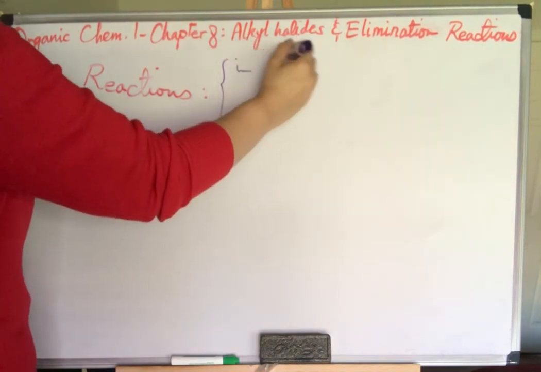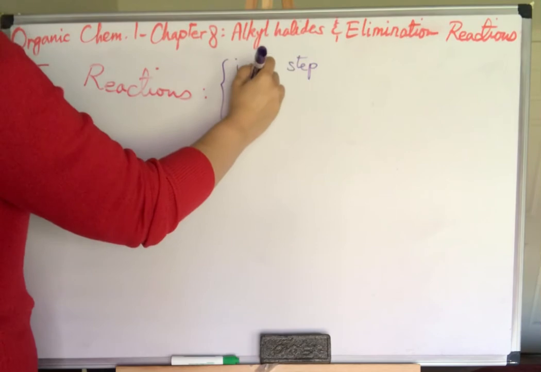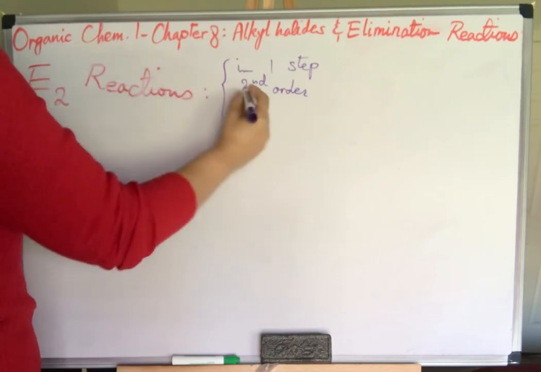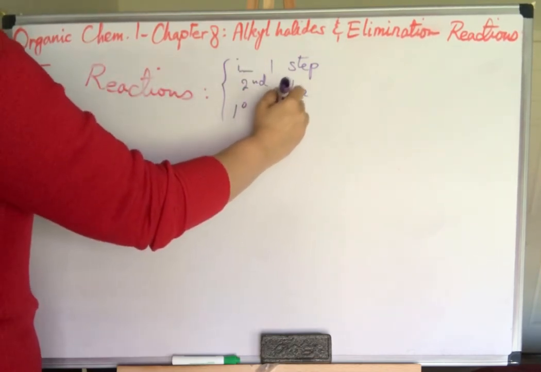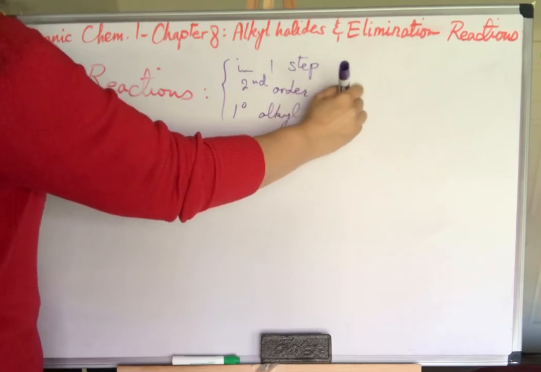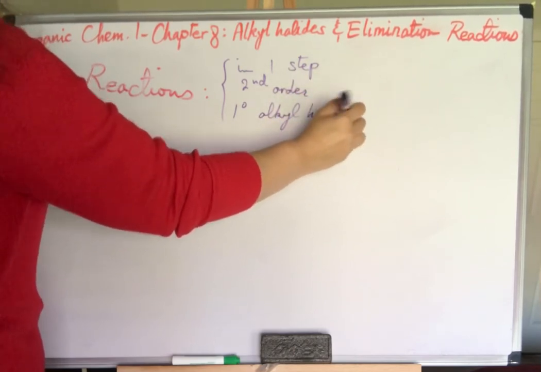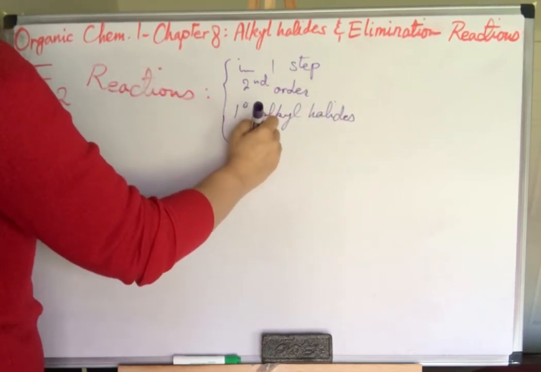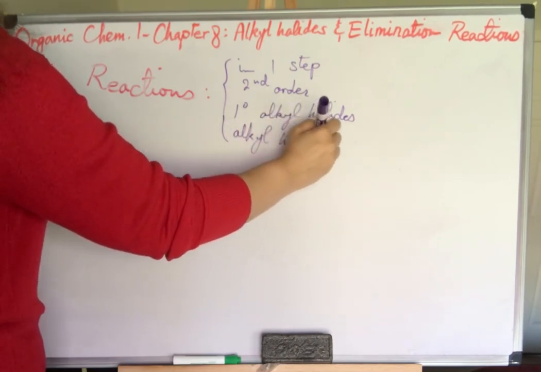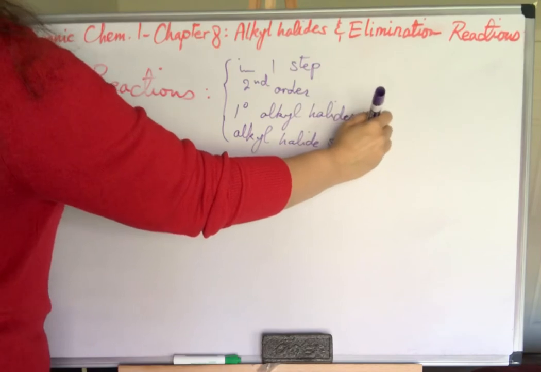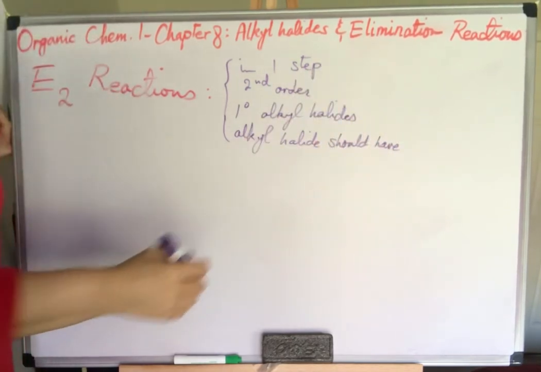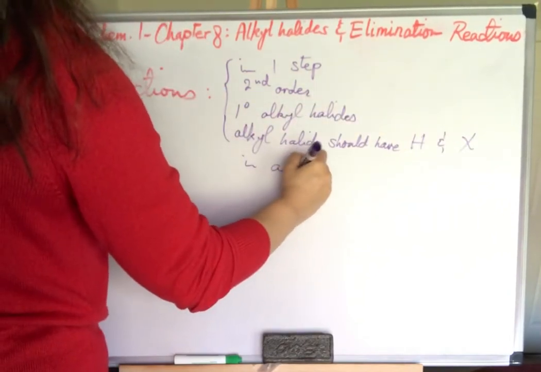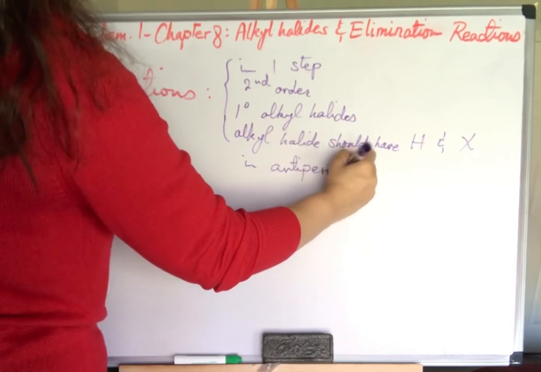happens in one step, is second order, and is mainly good for primary alkyl halides. There is one more condition here, which is that our alkyl halide should have hydrogen and halogen in anti-periplanar position.